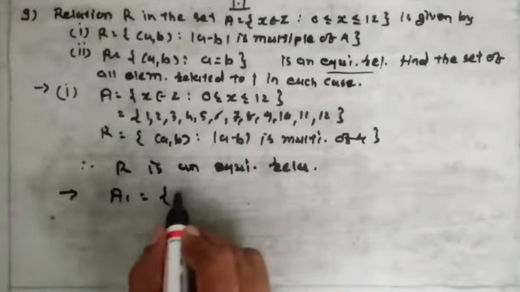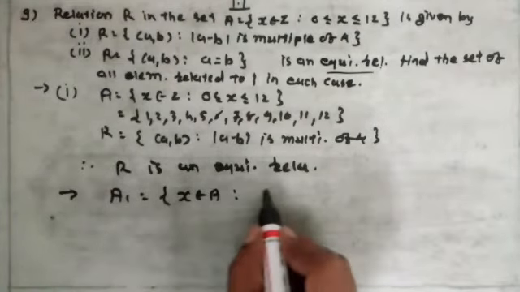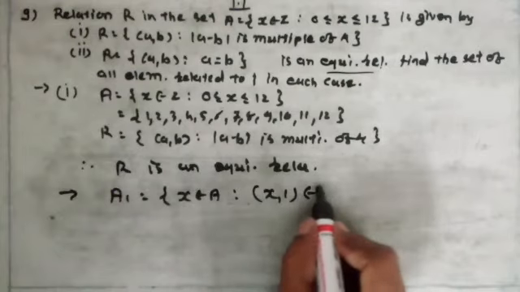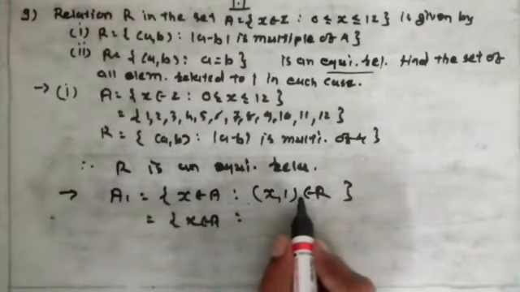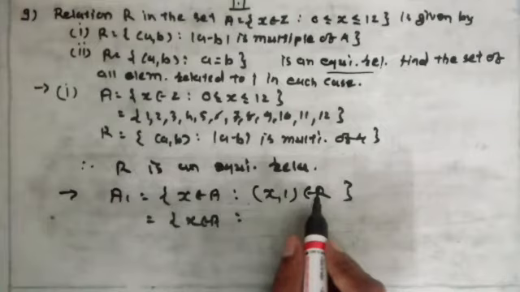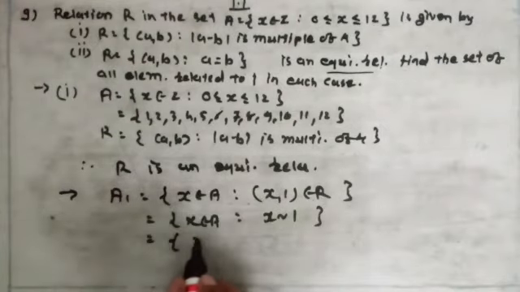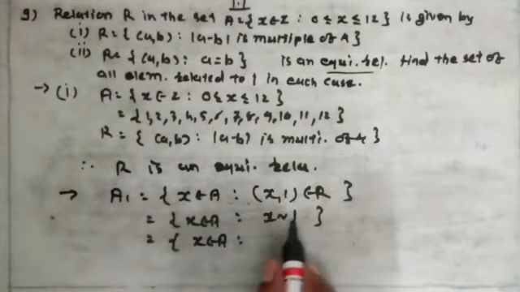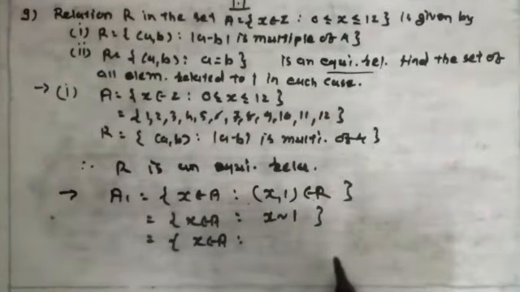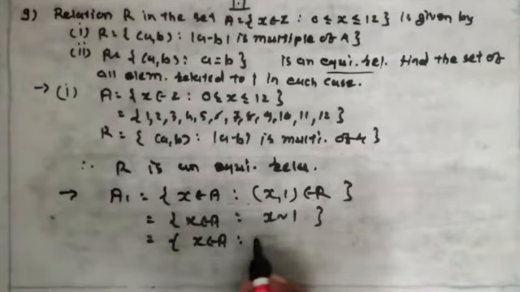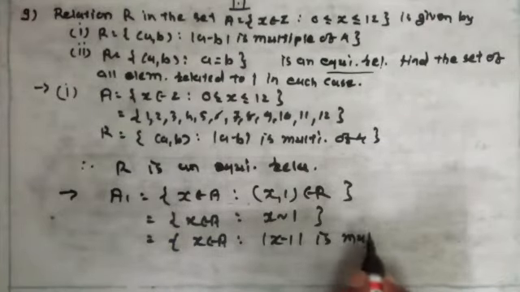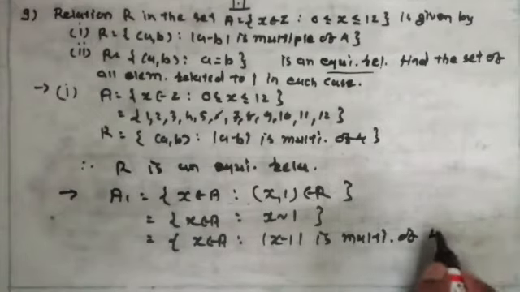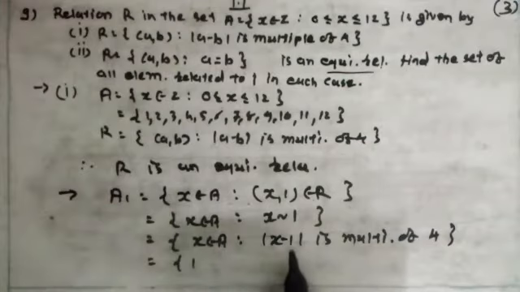So here A1 is the set of all x belongs to A such that (x, 1) belongs to R. That means x belongs to A such that mod of x minus 1 is a multiple of 4. So we get numbers: x is equal to 1.